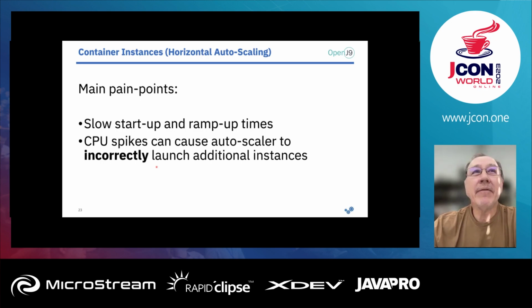As far as scaling, the major pain point is that slow startup and ramp-up times. Typically on horizontal auto scaling, you set thresholds based on CPU levels. These CPU spikes can actually cause the autoscaler to incorrectly launch additional instances. So basically, it's going to get false positives. It's going to say, "Oh, our container is running at over 50%, let's launch another one." But all it was really doing was compiling. So you're going to be thrashing about with your scaling.